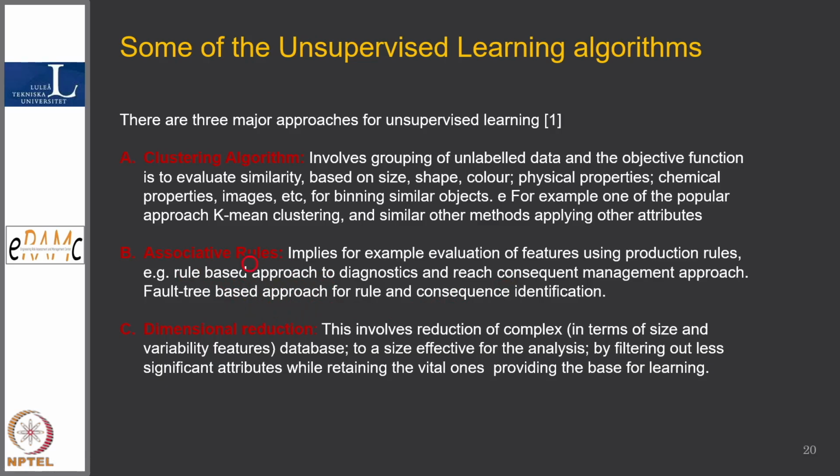And then dimensional reduction. This is a purpose, like even in feature extraction, where we do pre-processing, we reduce the dimension of the data. It involves reduction of complex data in terms of size and variability of features, to a size effective for analysis. So by filtering out less significant attributes and retaining the vital ones. So this applies to even feature extraction also, this technique. So these are the unsupervised learning algorithms. Three major categories we have seen. There could be many more in this area.